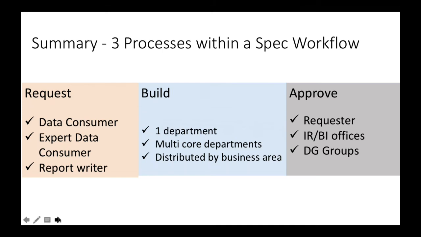Who should approve it? Should the requester approve it? Should a governance group approve it? Should a centralized IR kind of situation approve it? So as you think through what you want in your workflow, separate it into these 3 sub-processes. See if that doesn't help you clarify what you want to do in your own workflow.